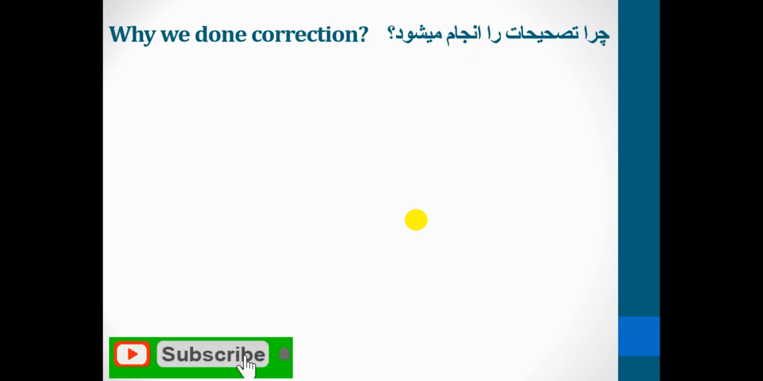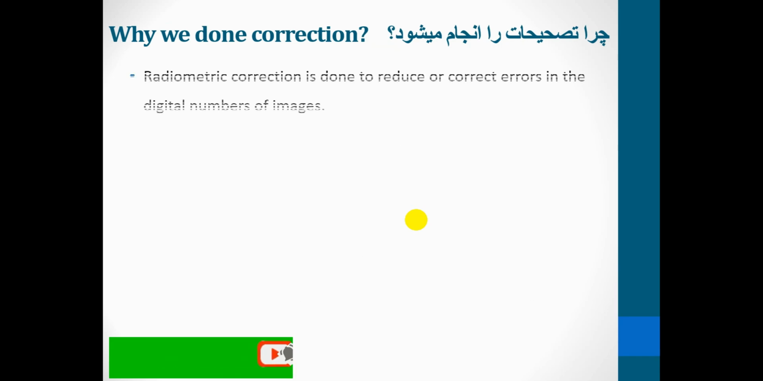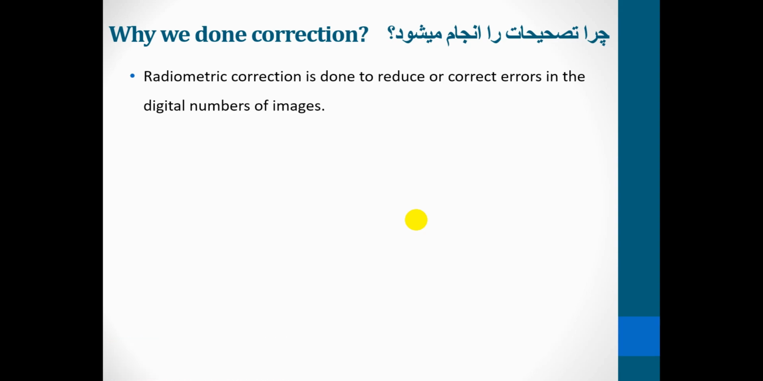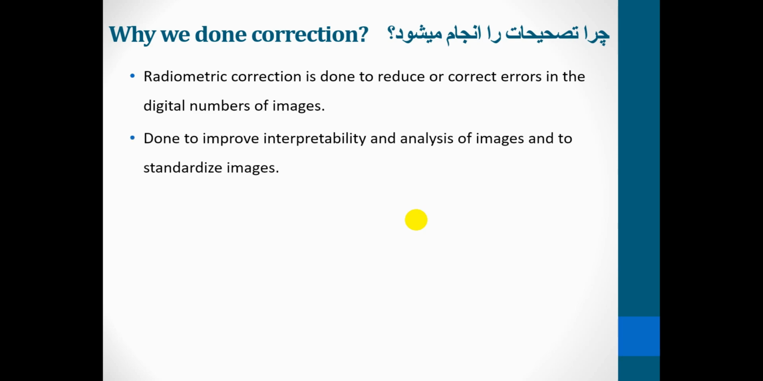Here is another question: why do we do correction? Here's the answer: radiometric correction is done to reduce or correct errors in the digital number of the image. Every image has a digital number. For correction and reduction of error in the digital number, we use radiometric correction. Second, it is done to improve interpretability and analysis of the image and to standardize images. It is particularly useful when comparing scenes over a period of time.